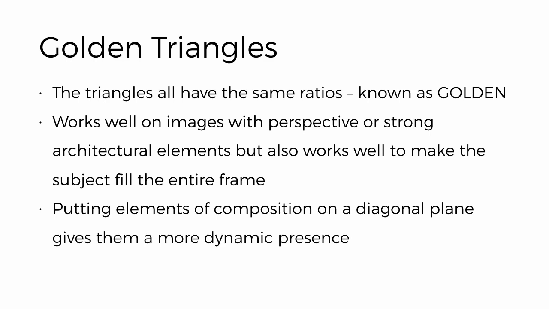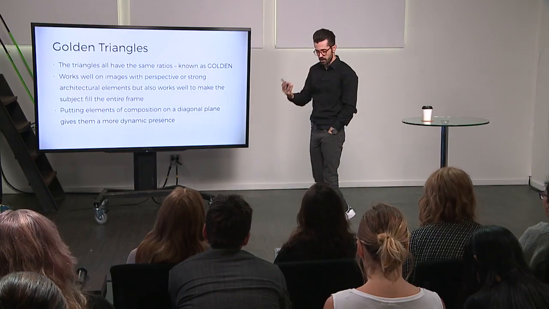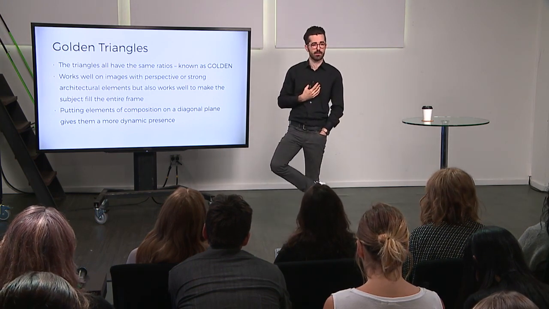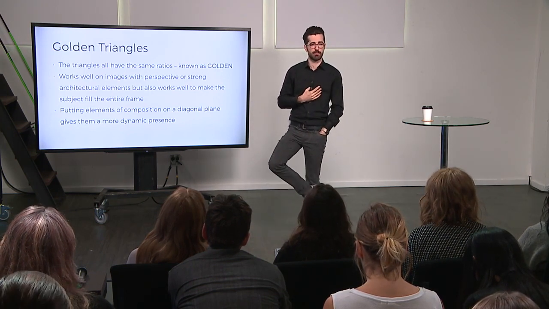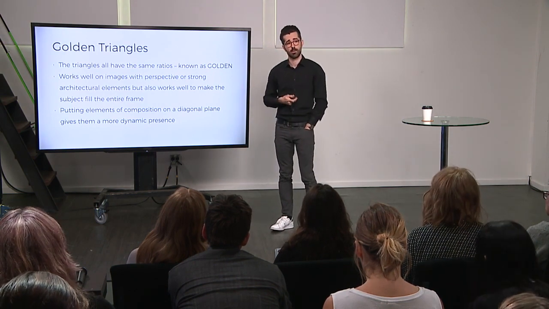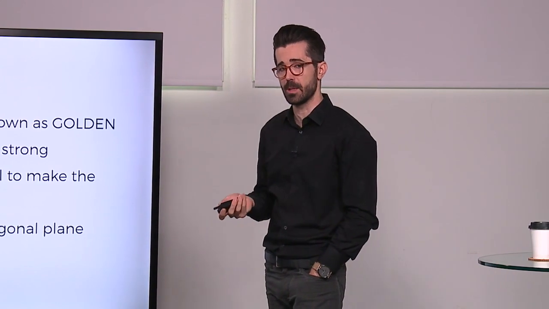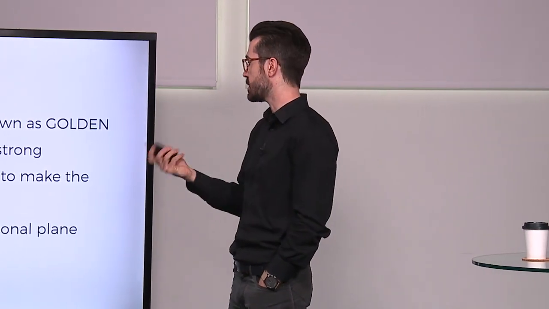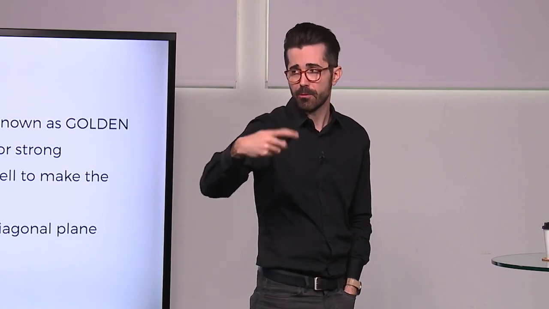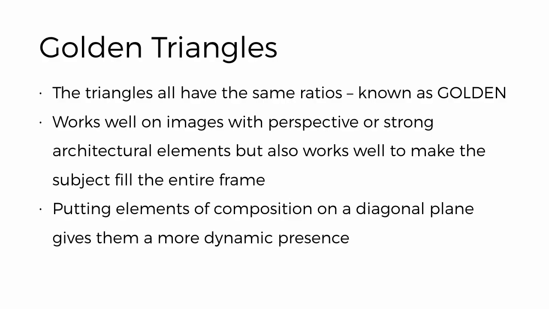When you're posing people, it works really well, because if you take a look at posing, generally you don't want to make people feel very rigid. If it bends, you want to bend it, right? And so you can actually use those bends to create these lines to draw the eye around the frame. We're using the same ideas both in posing the body and posing a scene. And lastly, just to refresh everyone, putting elements of composition on a diagonal plane gives them a more dynamic presence.